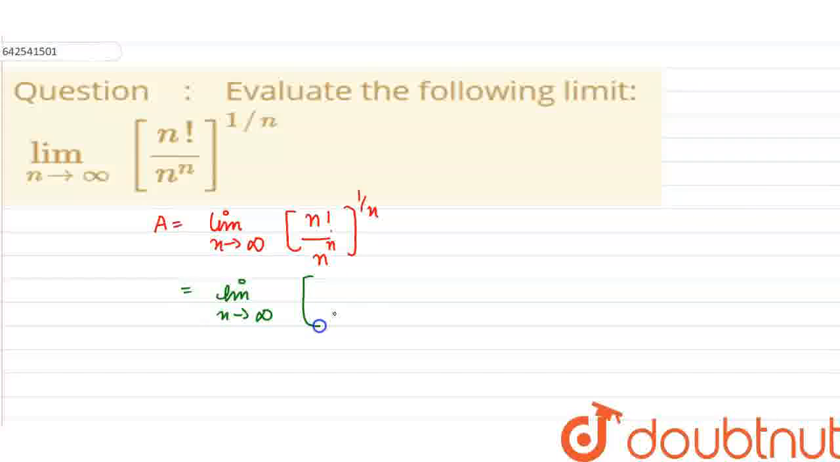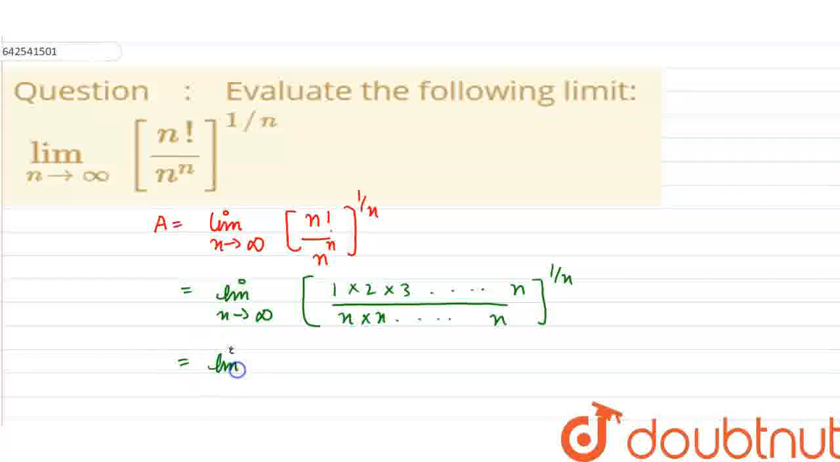So guys, we know that n factorial is going to be 1 into 2 into 3 and so on up to n terms, right? And there is going to be n to the power n, which means n into n into n and so on up to the last term, which is going to be n. And here it is given to us the power 1 by n, right? So now we are just going to simplify this thing.